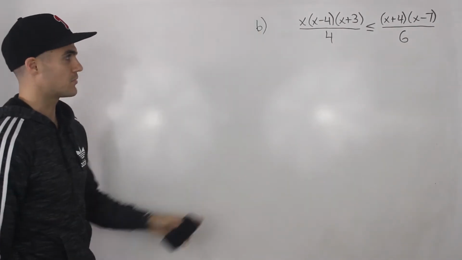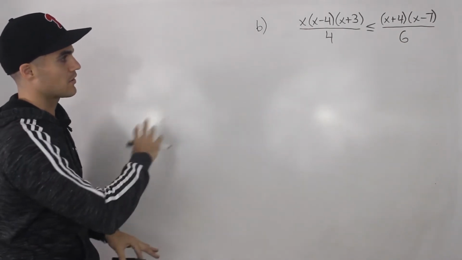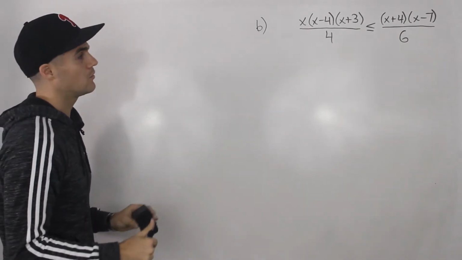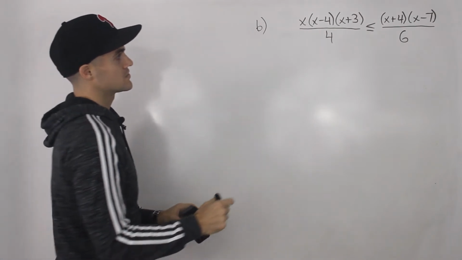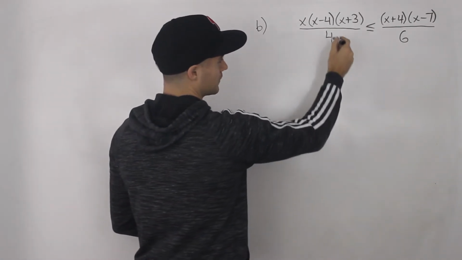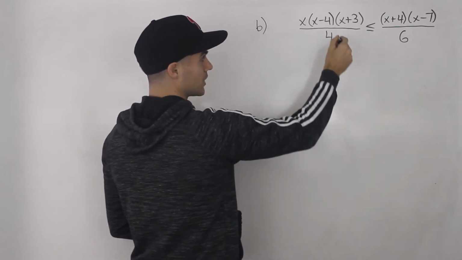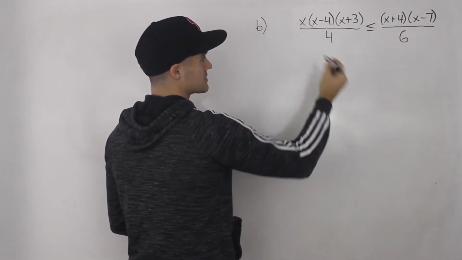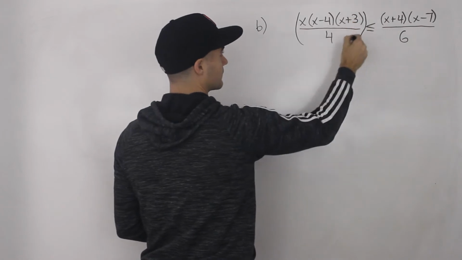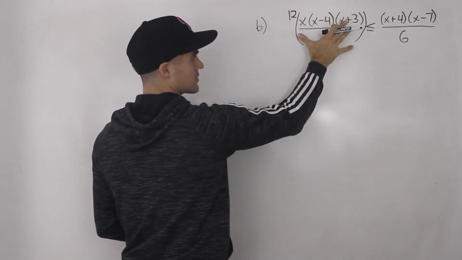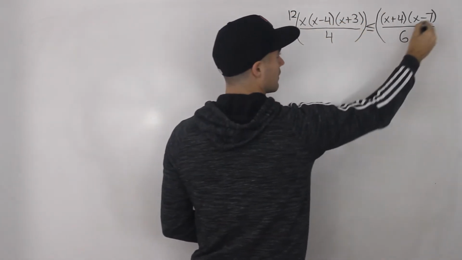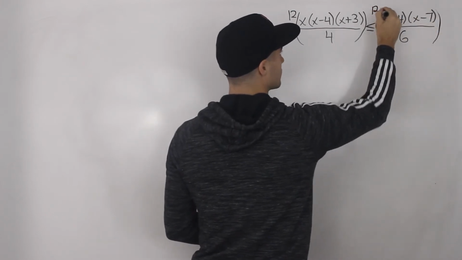So now let's move on to part B right here, and I erased part A because part B we're going to need a lot more room for. So same thing as in part A. What you want to do is first get rid of these denominators. So what's the lowest common denominator between 4 and 6? Well, 12, right? So let's multiply this whole expression by 12, and then this whole expression by 12.